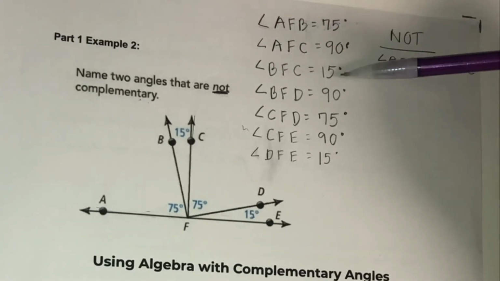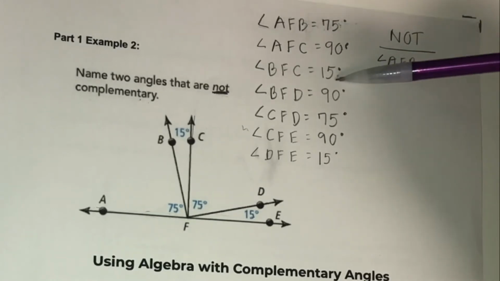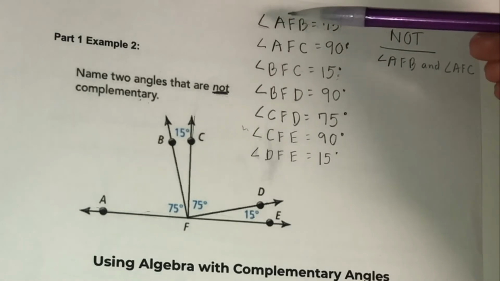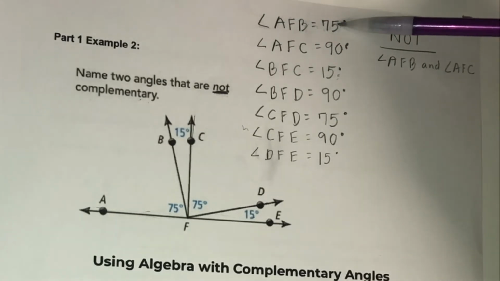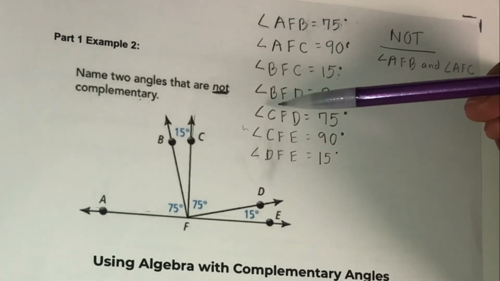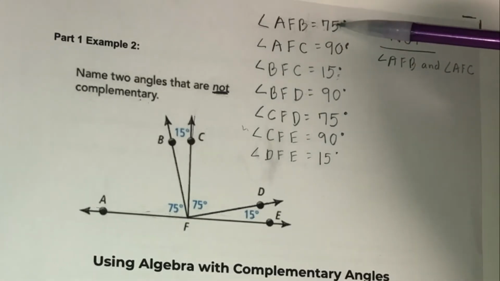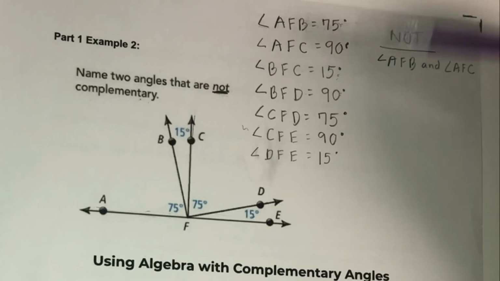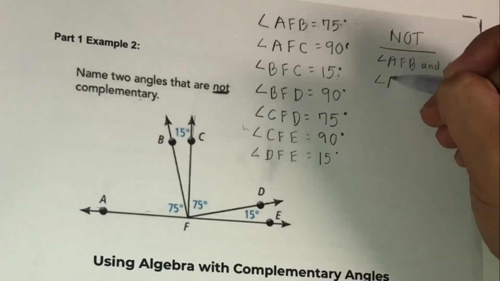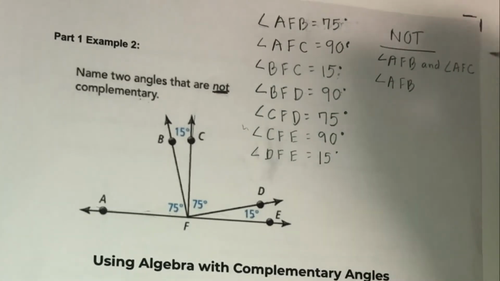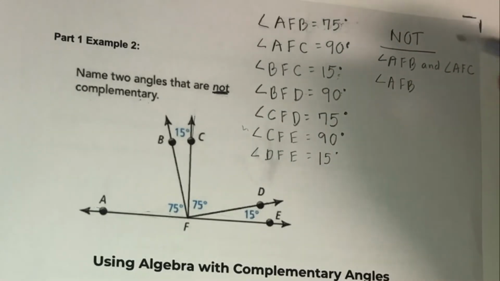If we keep going, let's start with AFB, and what about angle BFC? So 75 plus 15, that would give me 90 degrees, so they are complementary. We go again, angle AFB is 75 degrees with angle BFD, well 75 plus 90, that would not give us complementary angles, so they are not complementary. Angle AFB and angle BFD.